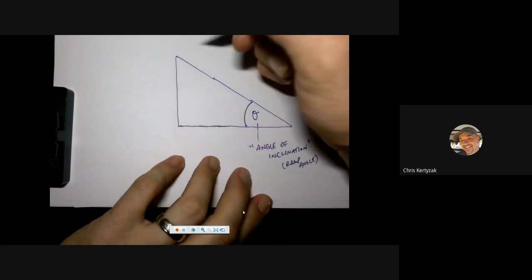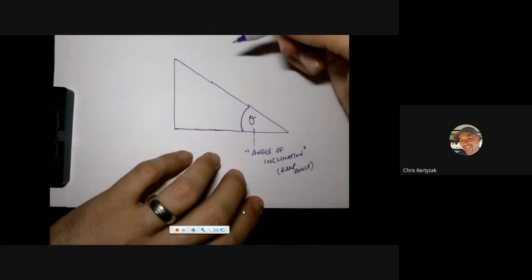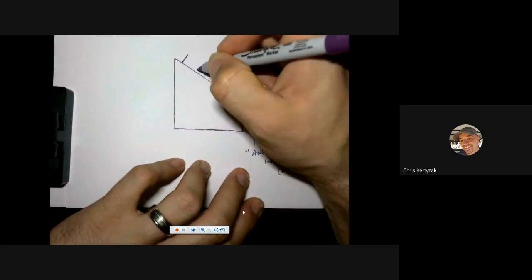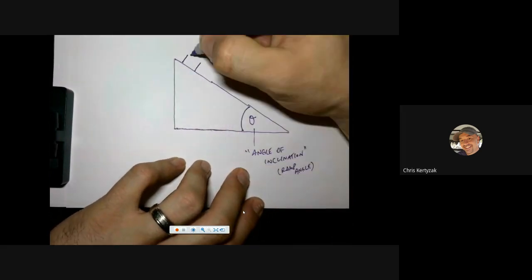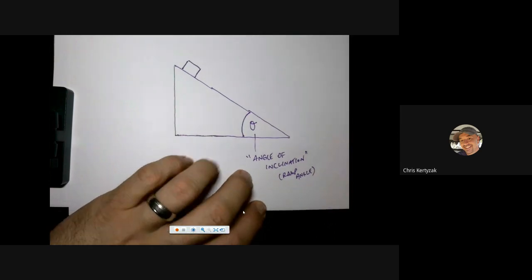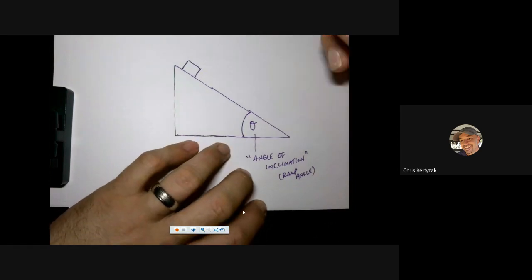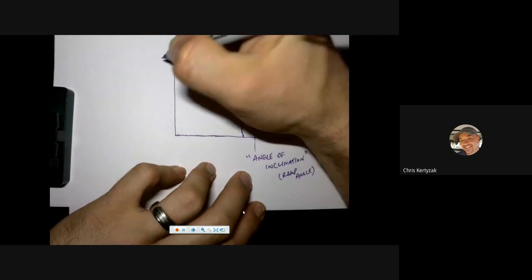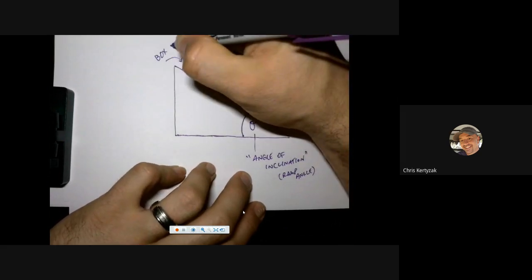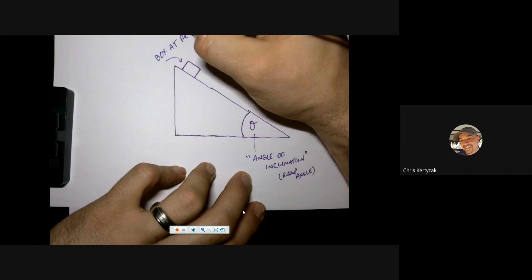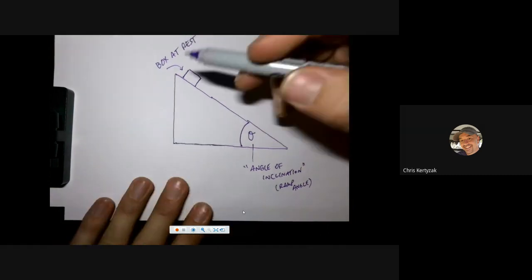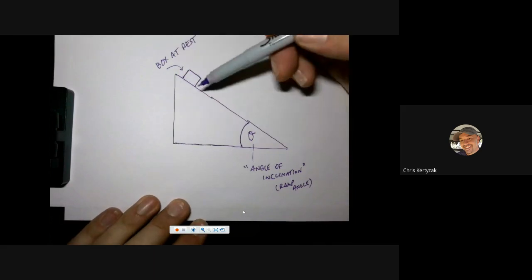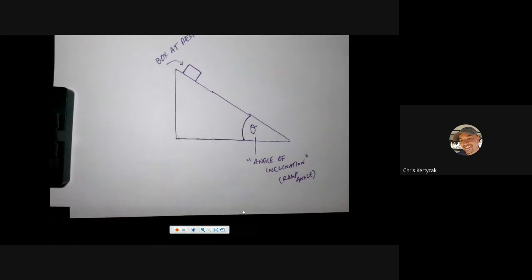And usually what these problems are, the way they're depicted in introductory physics classes, is that there's a box or some sort of box-shaped object that is at rest on the top of the ramp. Maybe you're holding it with your hand, and then you're going to just release it. And then it's going to slide down this ramp.